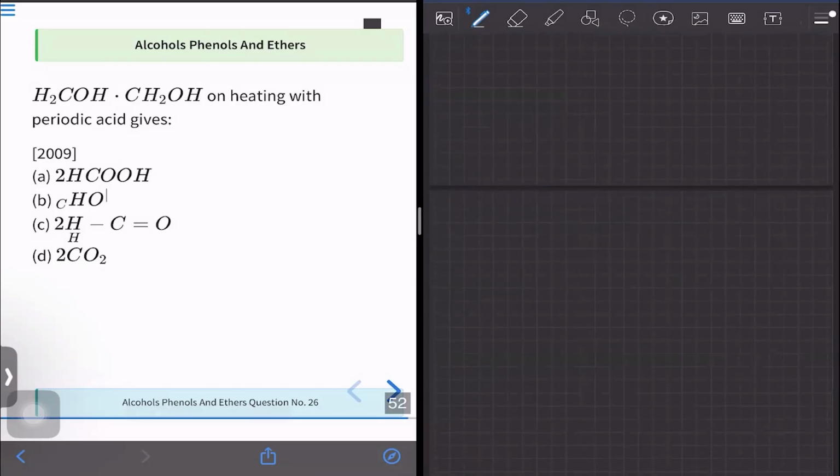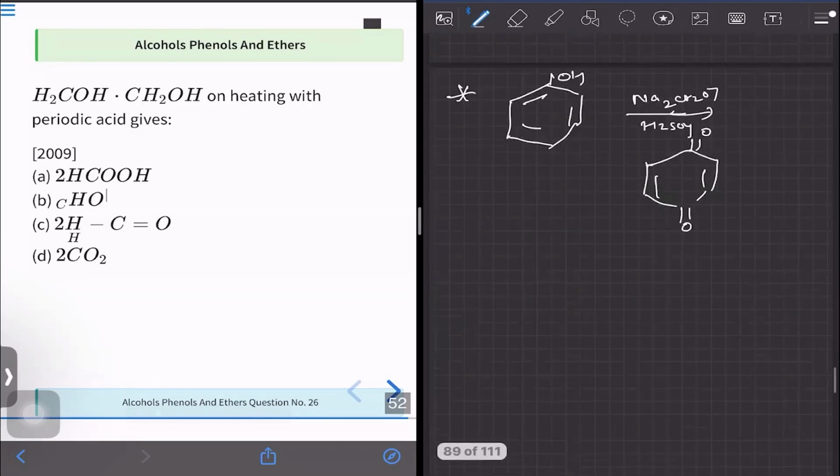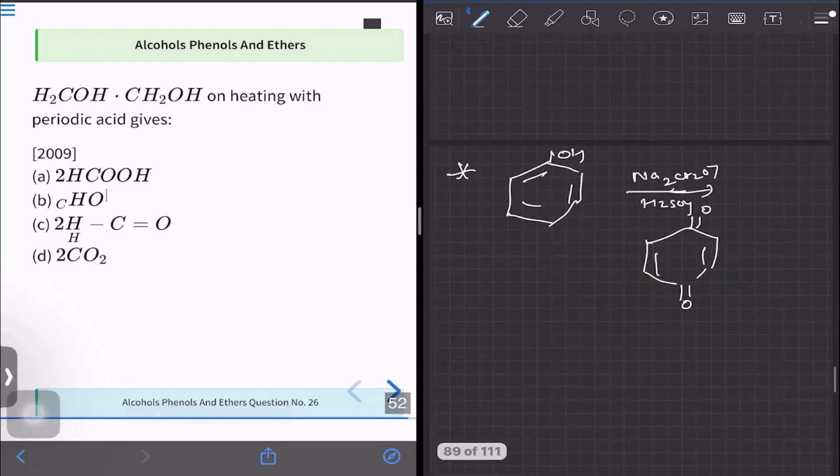Let's see some reactions of phenol. In phenol, whenever it reacts with an oxidizing agent, that is sodium dichromate in the presence of H2SO4, that is acidic media, it produces benzoquinone, that is double bond O. This is the oxidation reaction of phenol.